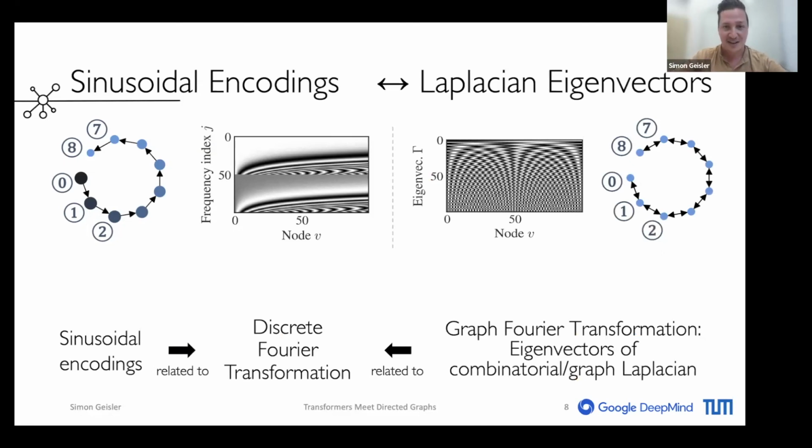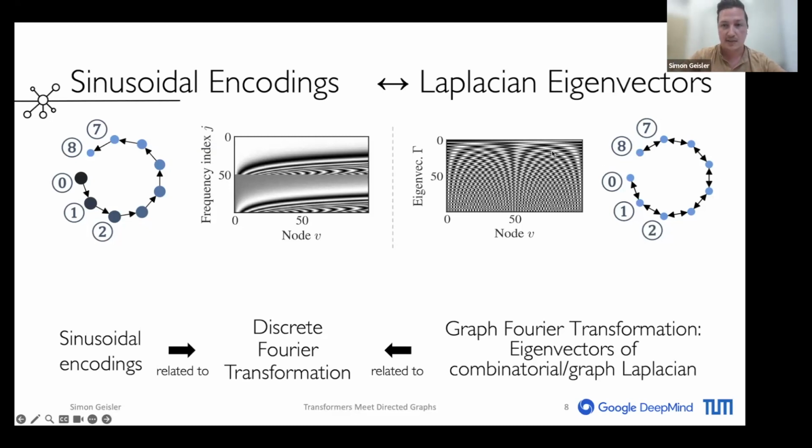Going one step further, now we're talking about graphs where we also want to represent more complex graph topologies. Then we can generalize this, or this is at least related or very similar. It's not a proper generalization. We can use the so-called graph Fourier transformation. So we use the eigenvectors of the Laplacian, and that also yields some basis function.